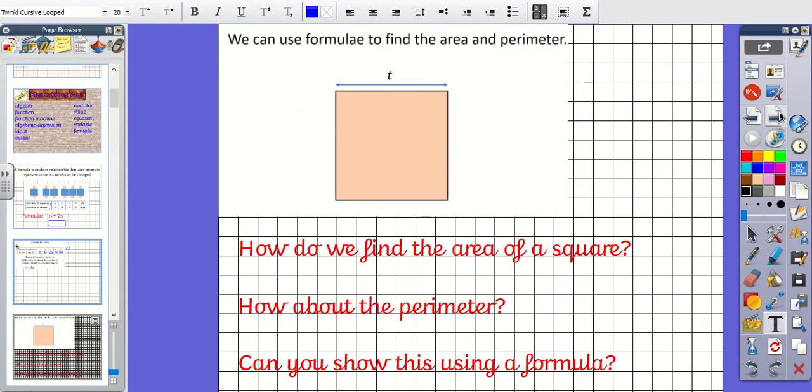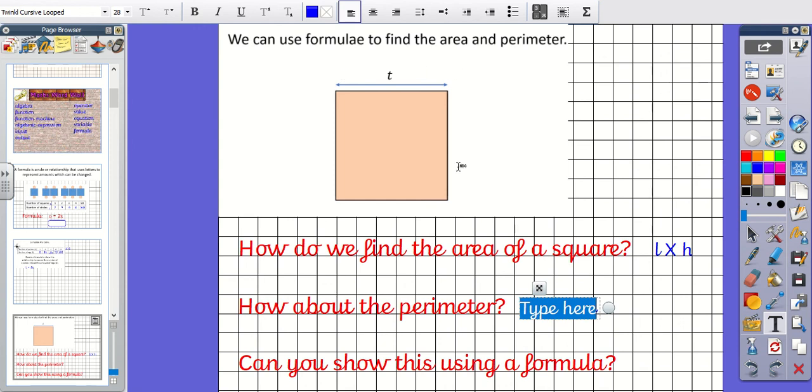Okay then, so we can also use formulae to find the area and perimeter. So how do we find the area of a square? Well, we should remember that to find the area of a square, we times the length times the height. That would give us the area. How about the perimeter? Well, we would just add up all of the sides together.